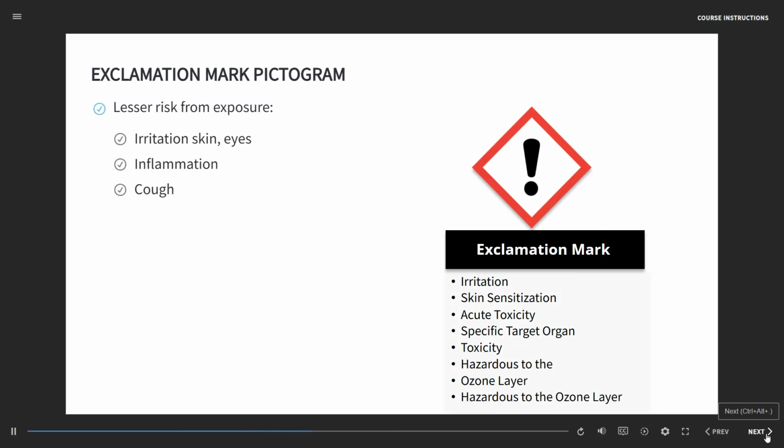But you still need to take precautions when handling chemicals with this pictogram and wear appropriate PPE. For example, solvents and other chemicals when absorbed through the skin may cause dizziness or drowsiness and skin injury. Dust particles when inhaled may cause irritation to the respiratory tract, dryness of the throat, and cough.